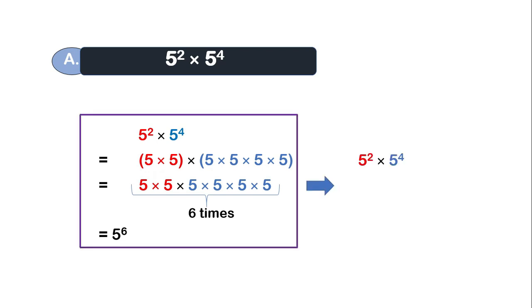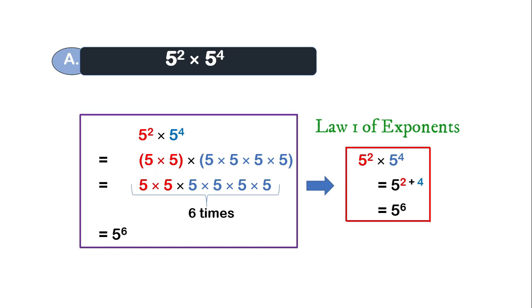Now, if we use a different method, since we look at the bases that they are the same, we simply add the exponents, that is 5 to the power of 2 plus 4, we will get 5 to the power of 6.